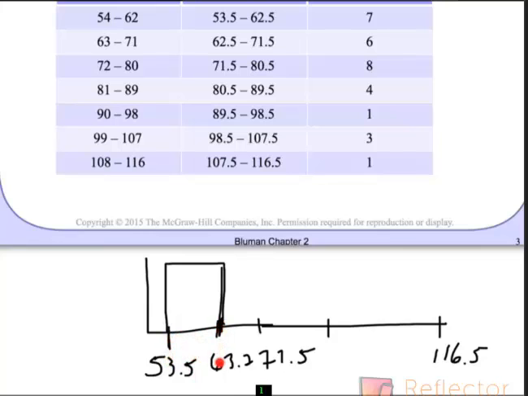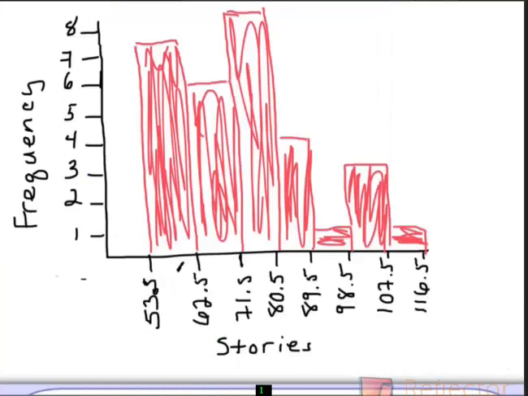It's the boundary, because I have 7 between 53.5 and 62.5. So there's nothing in between here on my x-axis number-wise, but my bar goes from hash mark to hash mark, using the boundaries as my hash marks. So let's see what a completed histogram will look like.